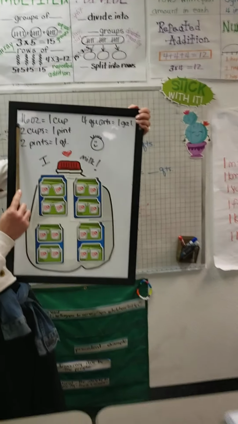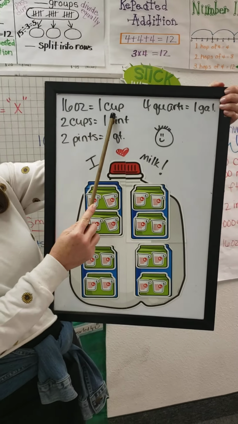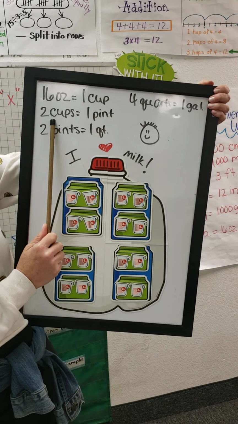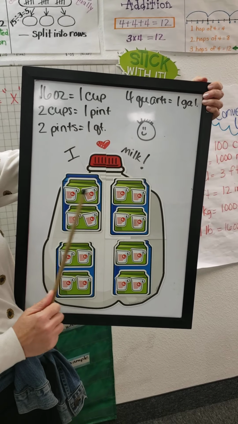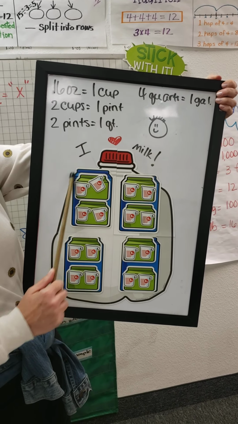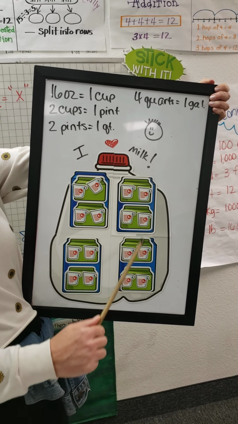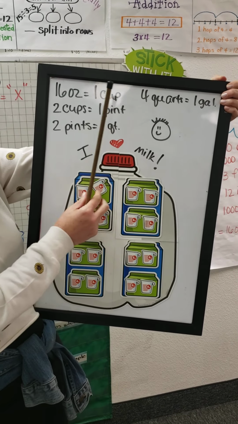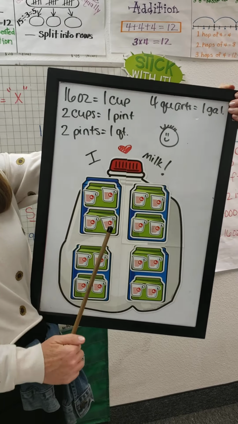Looking here, 16 ounces equals 1 cup. 2 cups, so here's a cup. 2 cups equal 1 pint. 2 pints equal a quart. And then 4 quarts equal 1 gallon. So we have our gallon of milk here.